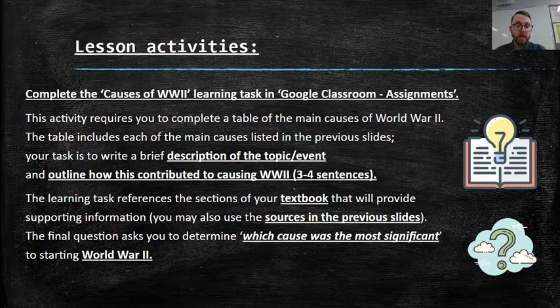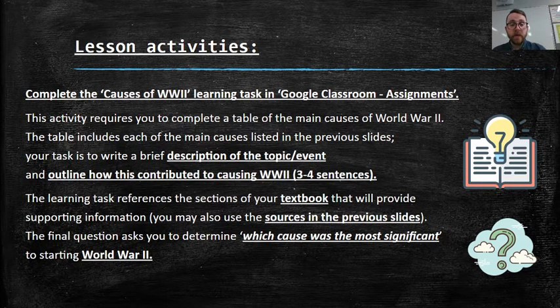Basically, you just need to write a very brief description of the topic, of the cause, the event, whatever you want to call it. So 3 to 4 sentences saying here's what happened, here's when it happened, where it happened, and so on. And then you need to outline how this caused World War II. So, okay, that's what the Great Depression is. Cool. Why should I care? Why is it connected to World War II history?